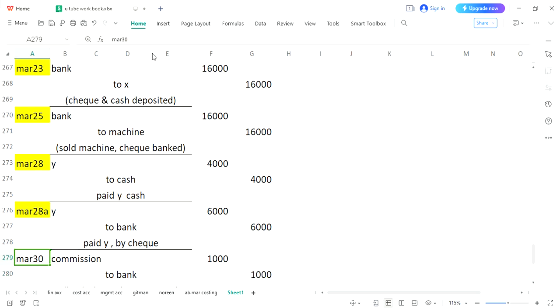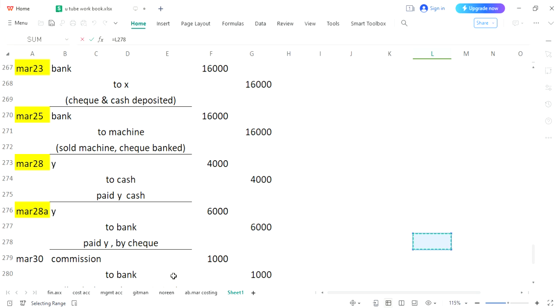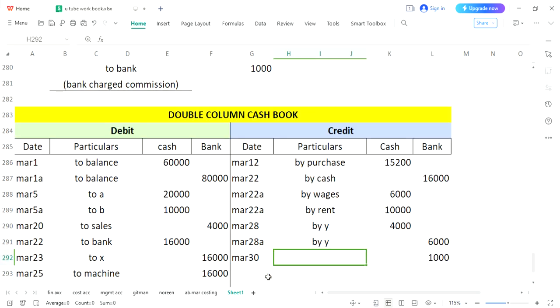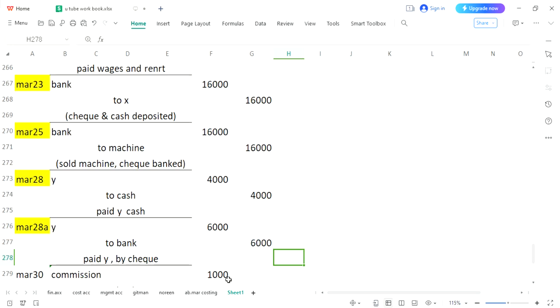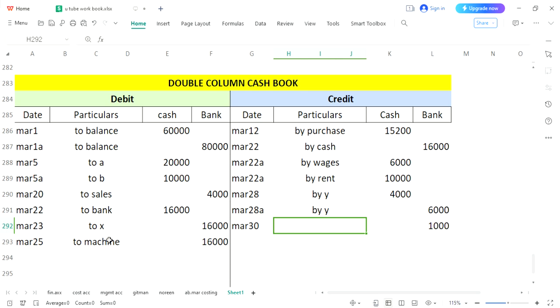March 30, bank is present on credit side. So come over here, March 30, bank is present on credit side. How much amount? 1,000. Put it. As usual, now we will see the reference. As you can see that bank was credited in March 30. Commission is written at opposite side. So here you will write commission.